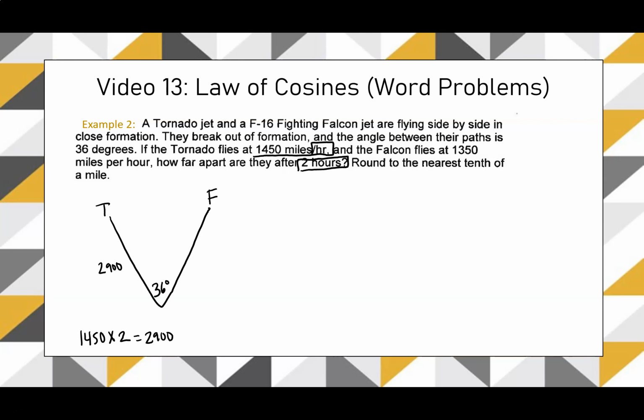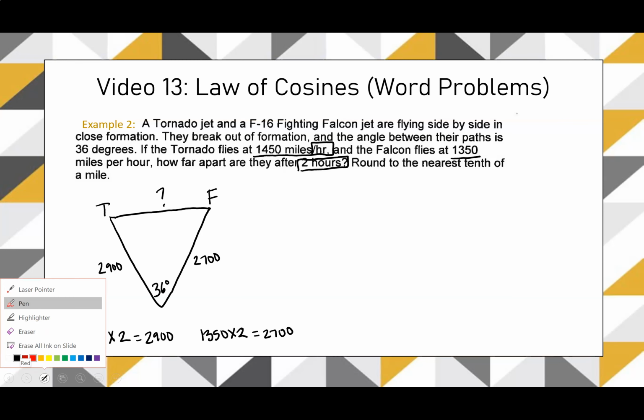Similarly, the Falcon flies at 1350 miles per hour. So that's going to be 1350 times 2, and that gives me what? 2700. Because it's traveling for 2 hours and it goes that much per hour. So here's our 2700. And the question says, how far apart are they? Well, that means that we're looking for this right here. So I'm going to go ahead and label my A, B, and C. It just helps me out quite a bit.